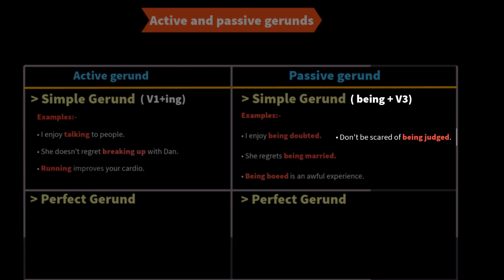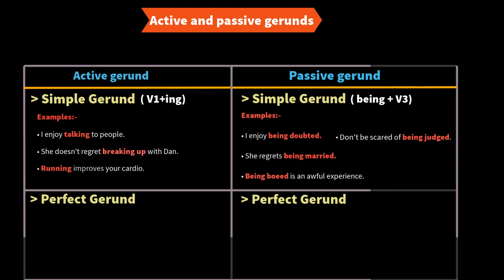Don't be scared of being judged. Don't be scared of what? Being judged. So being judged is a gerund that's working as the object of the preposition of. Don't be scared of what? Being judged by people, by your friends, by your family, by anybody, all right?